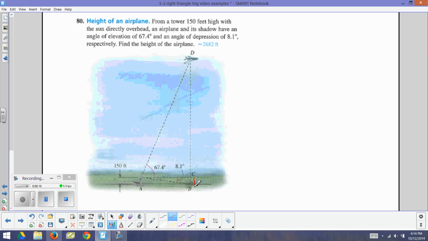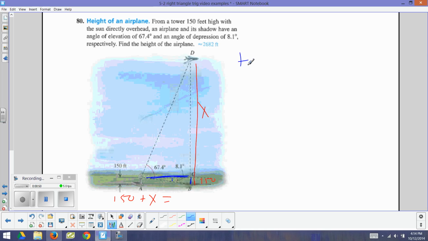So I know the height of the airplane is equal to 150 plus this distance right here, which I'll just call x. So what is x? Let's look at what I have. I have some small triangles and a large triangle. In the large triangle, all I know is an angle. But for the smaller triangle, I have an angle and a side opposite. So maybe I can find the side adjacent.